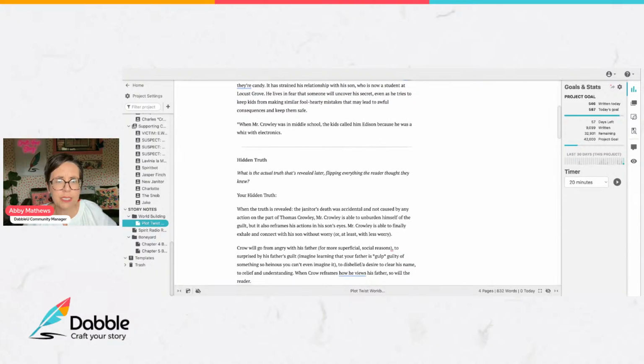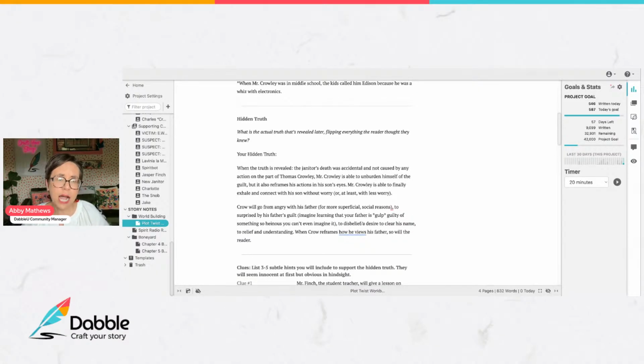But the hidden truth is the janitor's death was accidental. It was not caused by any action on the part of Mr. Crowley. And when the kids are able to figure that out, it leaves him the ability to unburden himself of the guilt, but it also reframes all of his actions in his son's eyes, right? So his son, Crow, will go from being angry with his father for very superficial social reasons, to being surprised by his father's guilt, to then disbelief and a desire to clear his name, to relief and understanding. So when Crow reframes how he views his father, so will the reader.